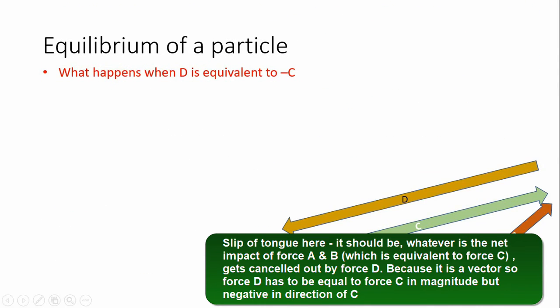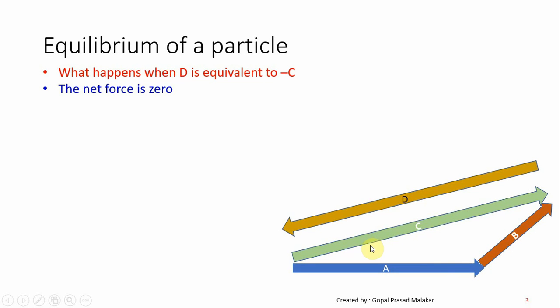If you think of when D is equal to minus C, the net force is zero because A and B are giving you the equivalent of C and D is just cancelling this. So effectively the net force becomes zero, and this is equilibrium of a particle.